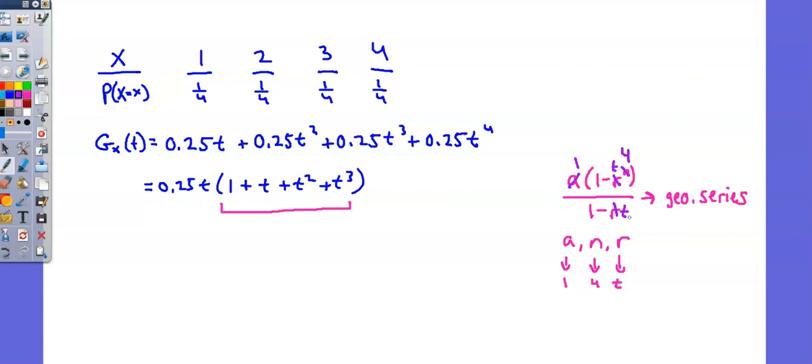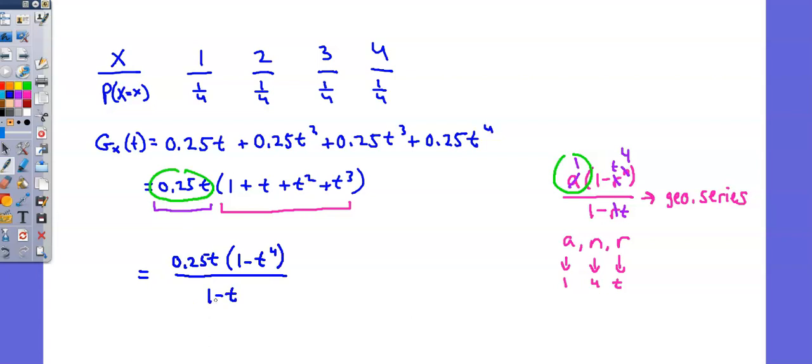Now looking over at the left, in the actual probability generating function we're working with, we're multiplying the brackets expression by 0.25. And the a on the right, which I've changed to 1, I'm going to multiply by 0.25t. And my final result will be 0.25t times 1 minus t to the power of 4 over 1 minus t.